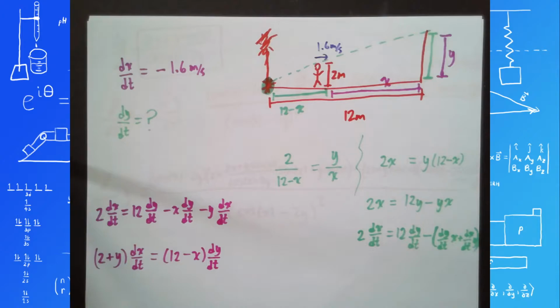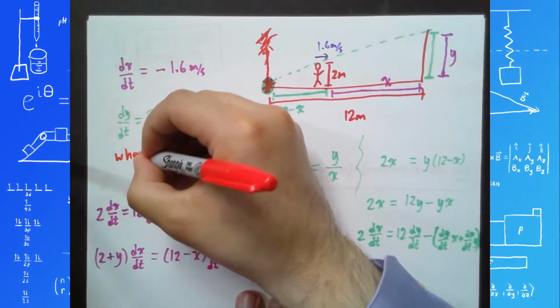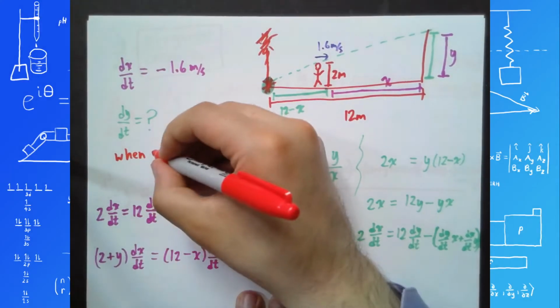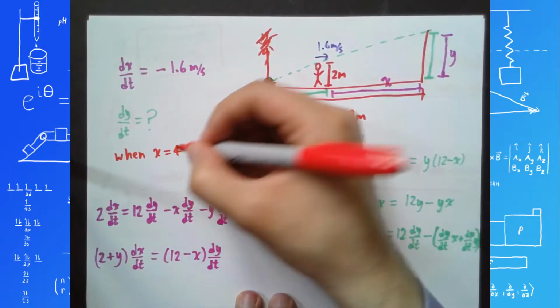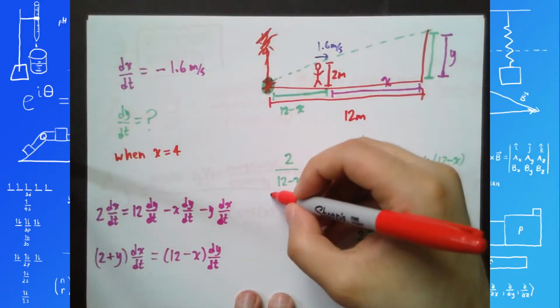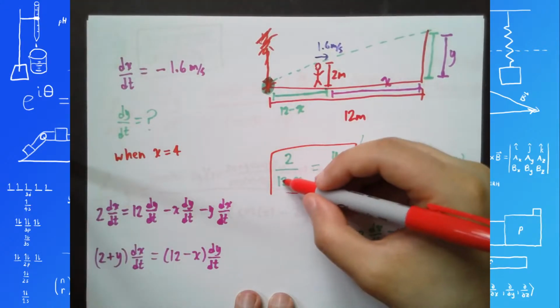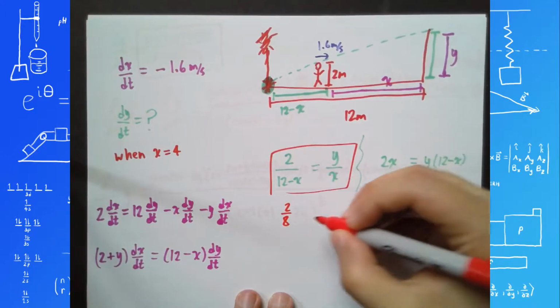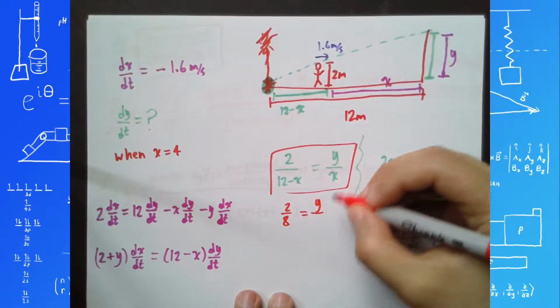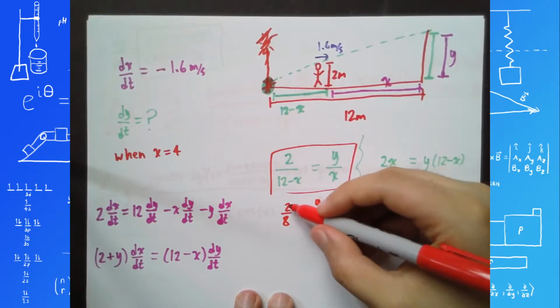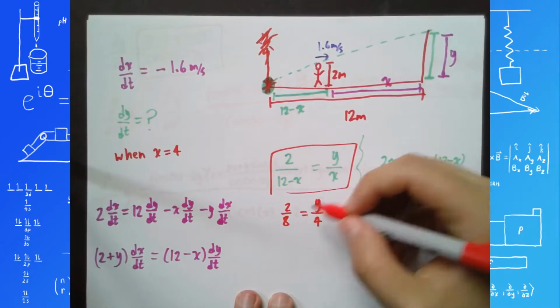So now is the time to plug in our numbers. We need to plug in dx dt is negative 1.6 at the moment when the man is standing 4 meters from the building. So at the moment where x equals 4. But we also have to plug in a y here, so what is y when x equals 4? Let's see, going back to this, if I substitute 4 for x, 2 over 12 minus 4 is 2 over 8, equals y over 4. So that's going to be 1/4 times 4, y equals 1.